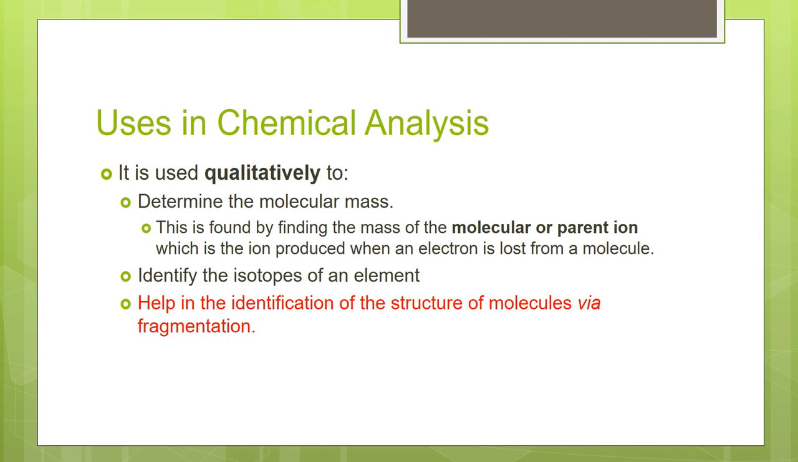So we use mass spectrometry in a qualitative way. We primarily want it to determine the molecular mass, so that if we're given percentage composition or an empirical formula, we can work out the exact molecular formula of what we're talking about. And we look at the molecular ion or the parent ion in order to identify that. We can use it to identify isotopes, and also to help in the identification of structure via the fragmentation pattern.